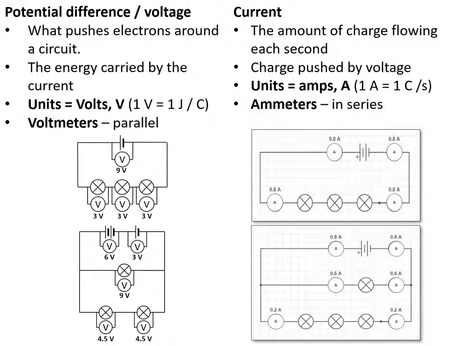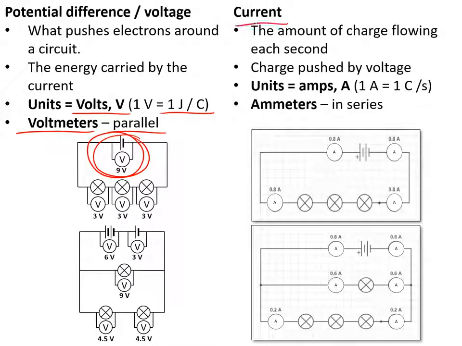Potential difference, or voltage, is what pushes electrons around a circuit. It is the energy carried by a current, and it is measured in units called volts. 1 volt equals 1 joule per coulomb. It's measured using a voltmeter. Now voltmeters are connected in parallel to whatever they're measuring the voltage of.